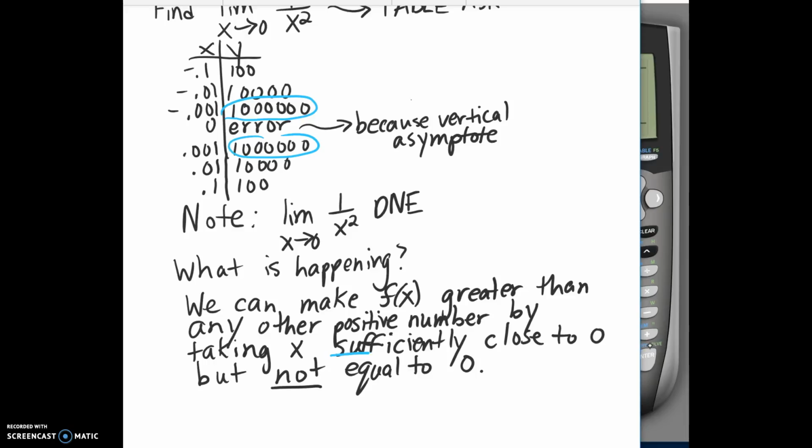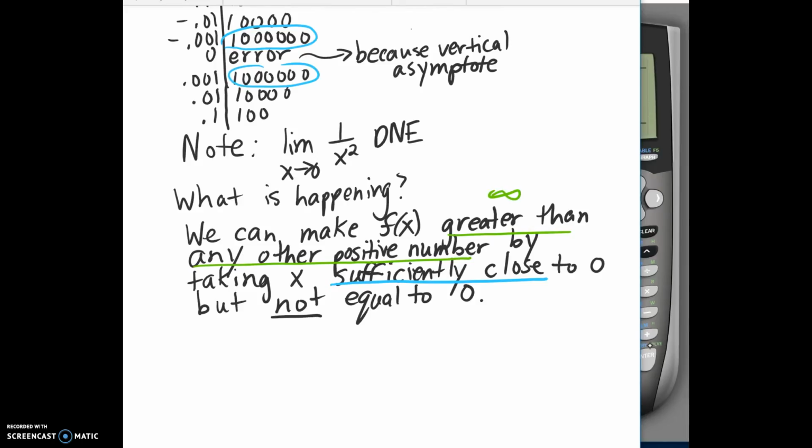So we have that phrase again, sufficiently close. And greater than any other positive number is really talking about infinity. So we're going to say that the limit equals infinity, but infinity is not a real number, so it still does not exist. I'm going to use this little symbol, which means therefore. We say the limit as x approaches 0 of 1 over x squared equals infinity. But technically the limit does not exist.